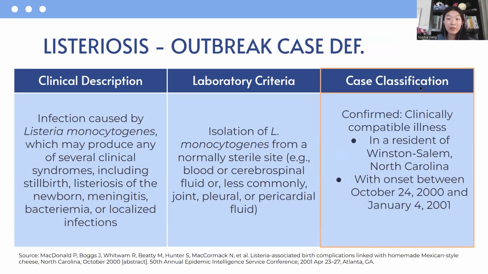Now, if we take a look at the outbreak case definition, we see we have the same clinical description and the same laboratory criteria, except when we go to get a confirmed case, we're talking about a clinically compatible illness in a resident of Winston-Salem, North Carolina, with onset between October 24th, 2000 and January 4th, 2001. So now we don't have mention of the laboratory criteria. It just says clinically compatible illness, and it gives us limitations on the place and the limitation on the time.